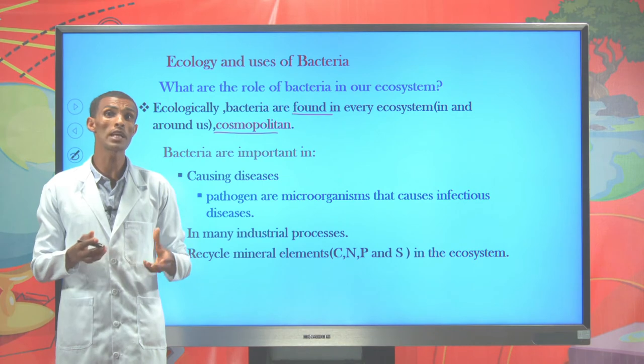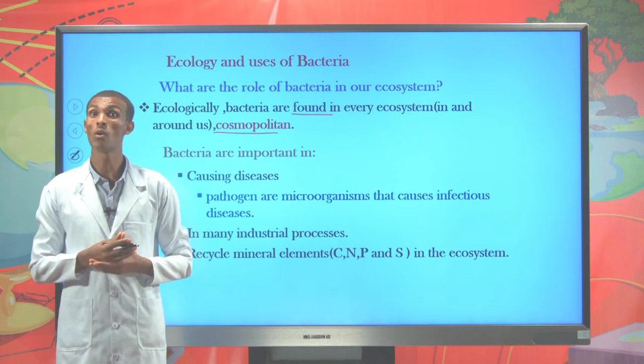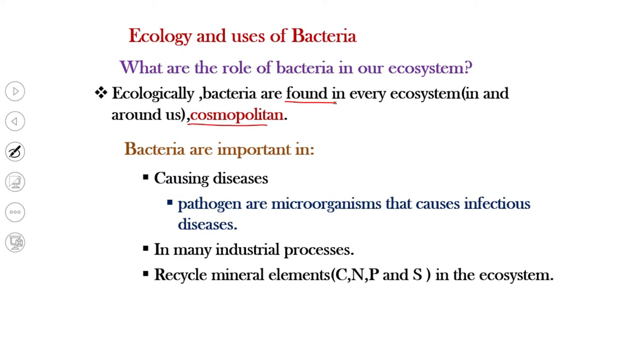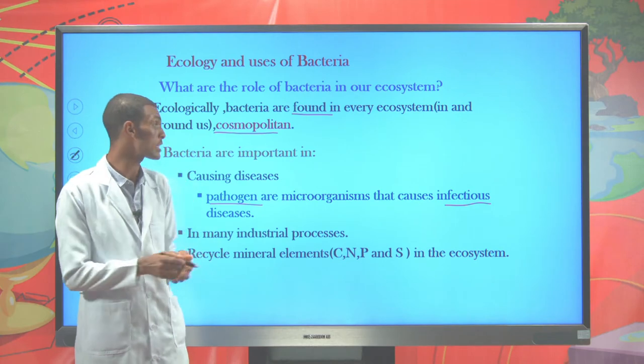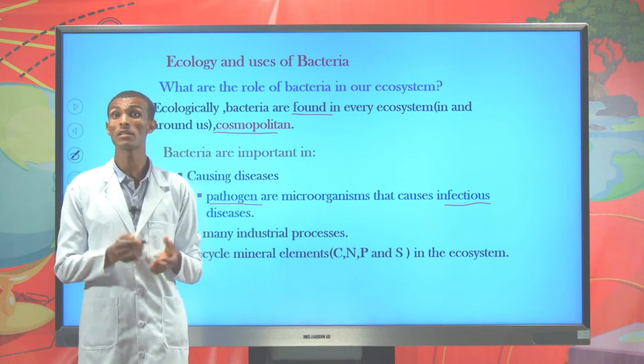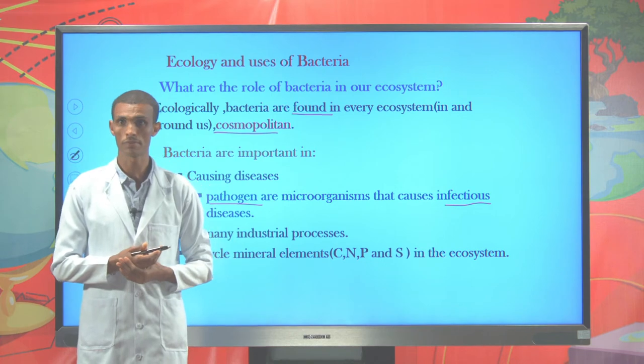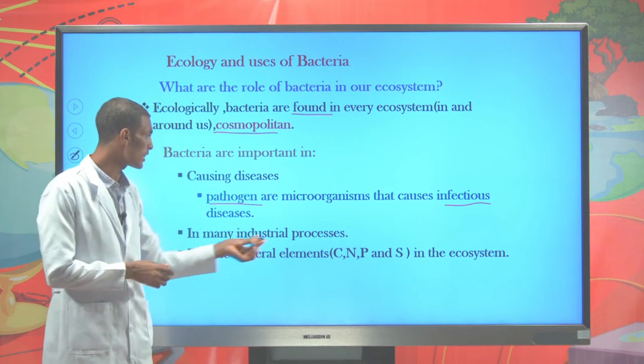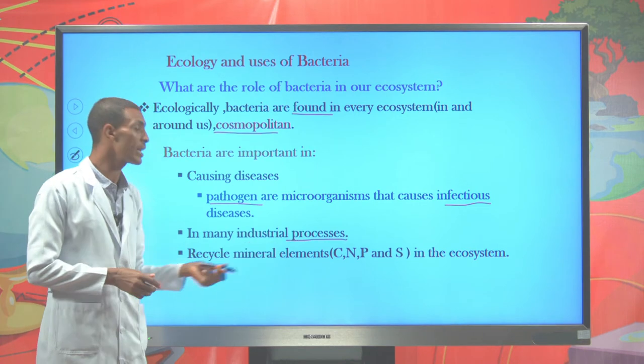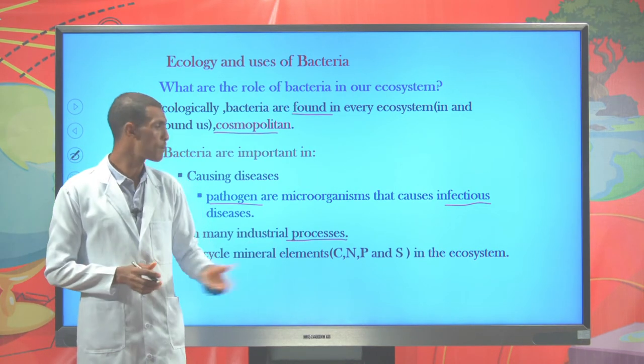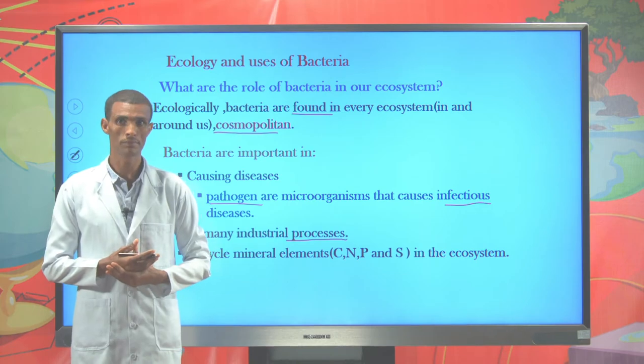One critical importance of bacteria in our ecosystem is causing disease. Bacteria can be considered pathogens that develop disease, which is considered infectious disease. According to the germ theory of disease, every microorganism that develops disease is said to be a pathogen, and the disease they develop is said to be infectious disease. Another critical advantage is that they are widely important in industrial applications, in production of many industrial products.